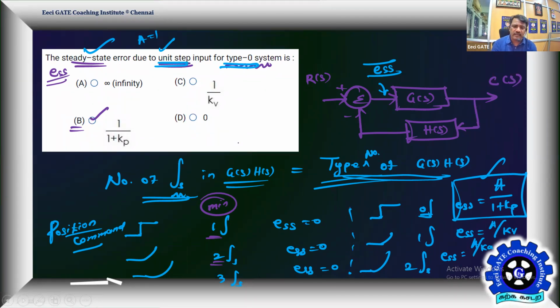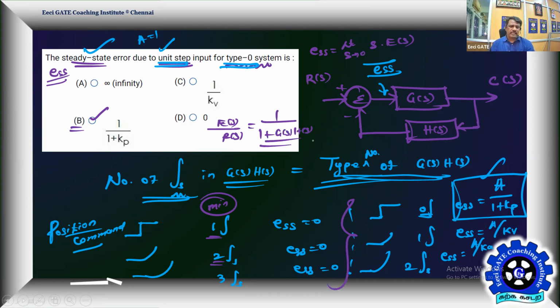Okay, you go by the concept of steady state error analysis. You know that ESS is equal to limit S tends to 0 of S into E of S. Already you know E of S by R of S is your transfer function as a function of the loop transfer function G of S, H of S. Okay, yes, you can try. So that's an easy problem for 1 mark.